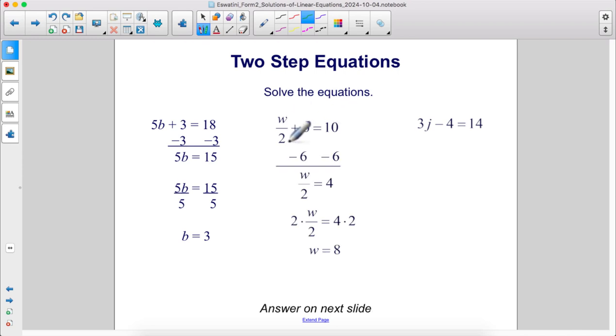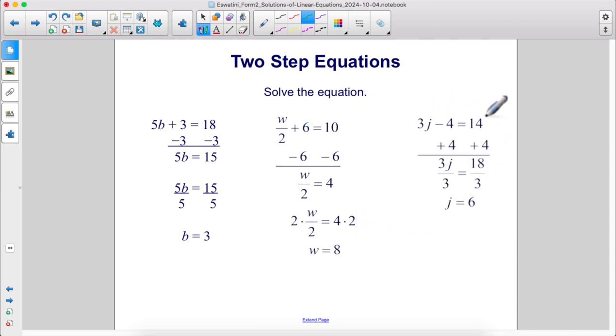w divided by 2 plus 6 equals 10. First, we undo the addition with subtraction. Subtract 6 from both sides. The 6's cancel, and we get 10 minus 6 is 4 on the right, w over 2 on the left. Then we undo the division with multiplication. Multiply both sides by 2. The 2's cancel on the left, leaving us with 4 times 2, which is 8, on the right.